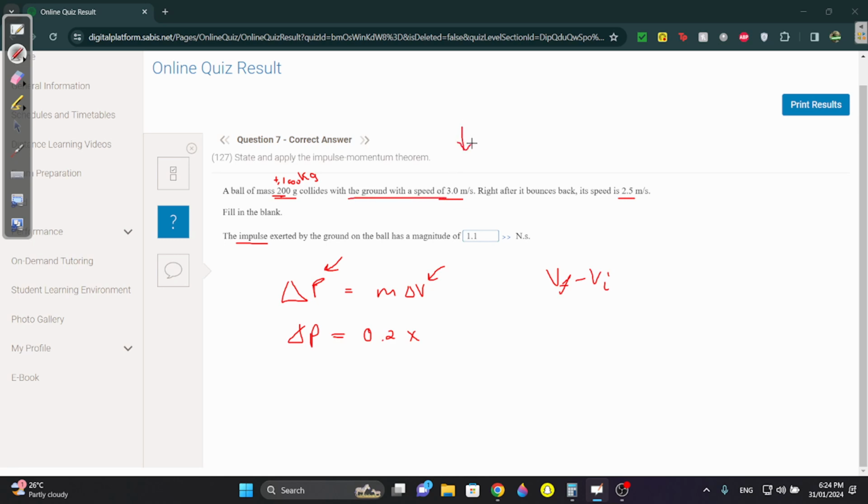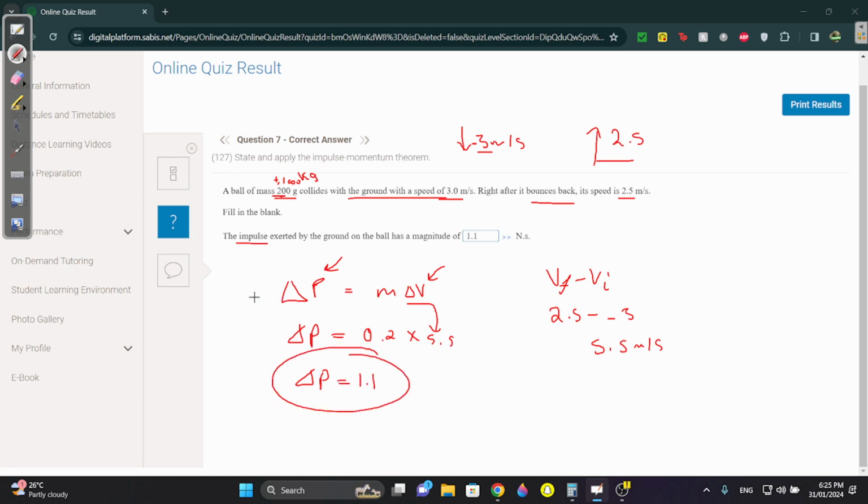Okay, the ball is going to the ground with a speed of 3 meters per second. It's going down at 3 meters per second. Then it bounces back up at 2.5 meters per second. Since we have two opposite directions, you have to specify which one's negative and which one's positive. Of course the one going down will be negative. Okay, your velocity final, which is 2.5 upwards, positive 2.5, minus the initial velocity, which is minus 3, you'll get delta v: 2.5 minus minus 3 is 5.5 meters per second. So for delta p, I can substitute delta v with 5.5 and delta p is equal to 1.1.